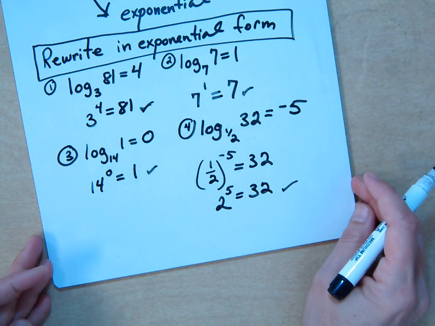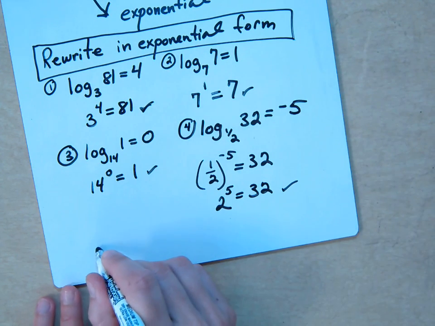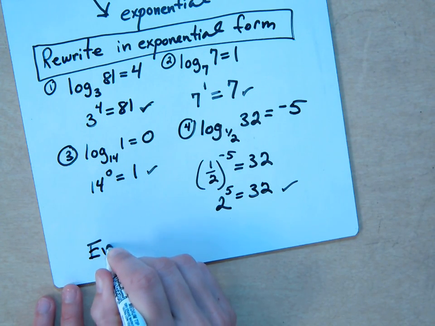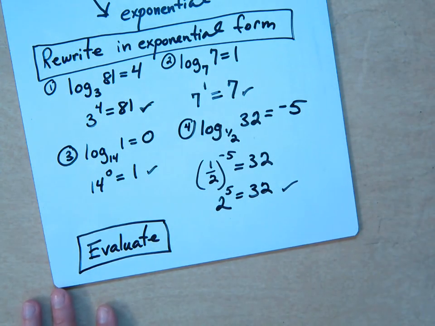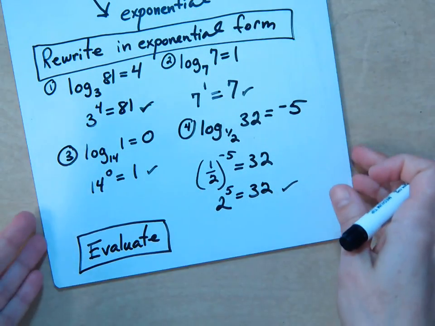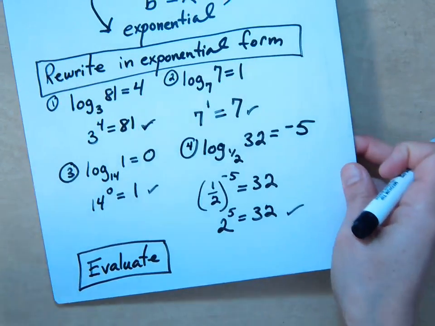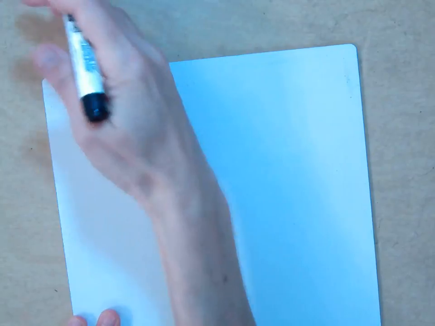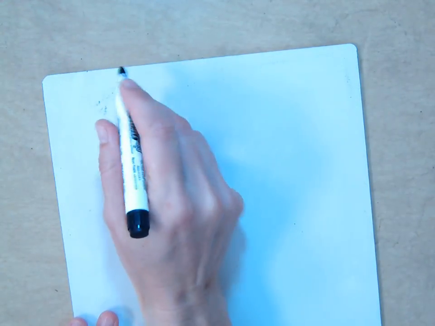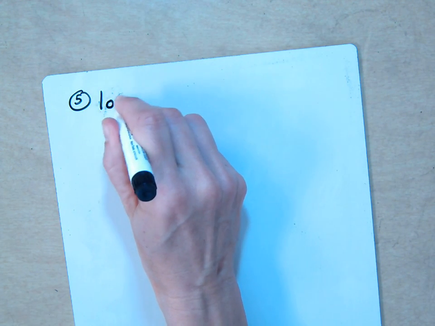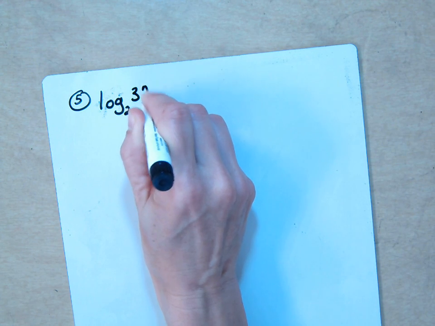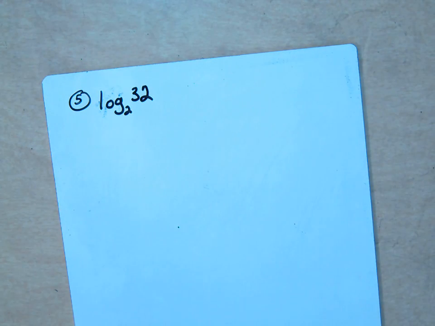So that's one skill. The next skill is to evaluate expressions. Evaluate. So let's say we have, this is example number 5. Let's say we have log base 2 of 32. Okay? We want to say what that is. Log base 2 of 32. What is that equal to?